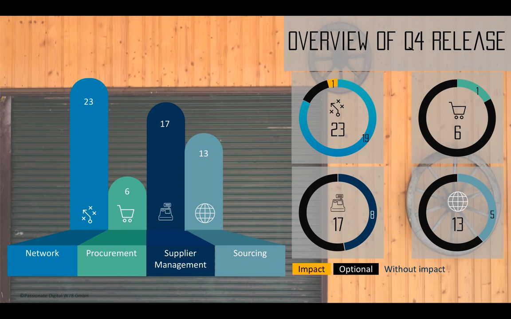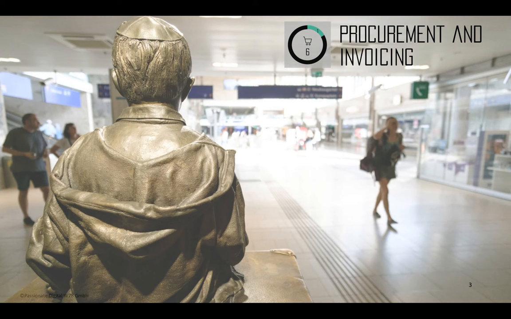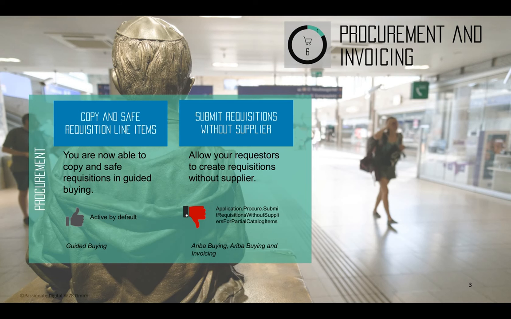Today I will concentrate on procurement, supplier management, and sourcing. So let's get started with procurement and invoicing. You are now able to copy and save requisition line items also in guided buying. This feature is activated by default. You are able to allow your requesters to create requisitions without supplier for Ariba buying and invoicing. To get this feature, you need to activate this parameter named here.